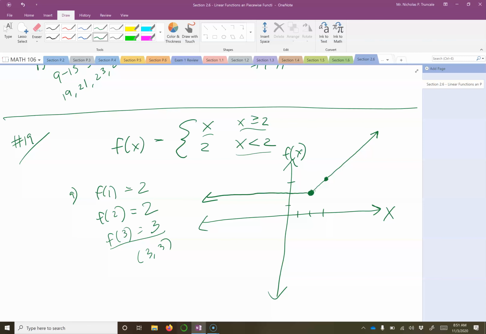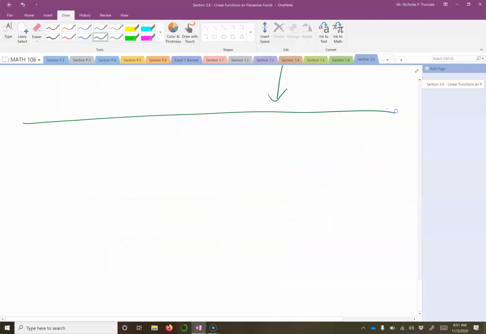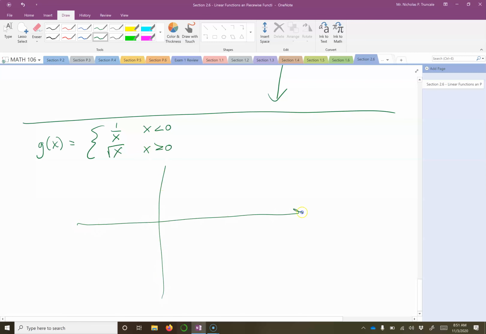So, all right, anything else from 2.6? Sir? 25. Okay, so we have g of x is 1 over x, and then we have another piece that's the square root of x. The first one is for x less than 0, and this one's for x greater than or equal to 0. Perfect. All we want to do is sketch the graph and then find its domain and range.